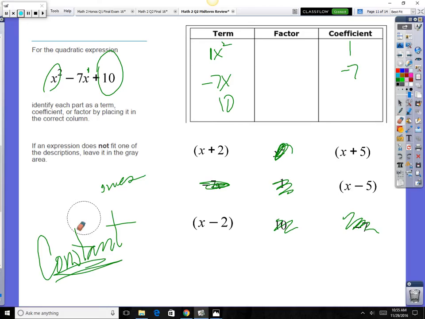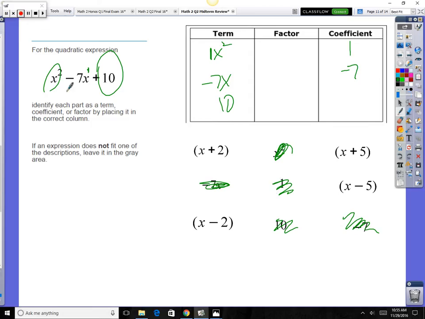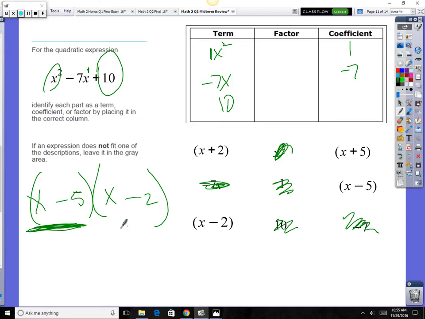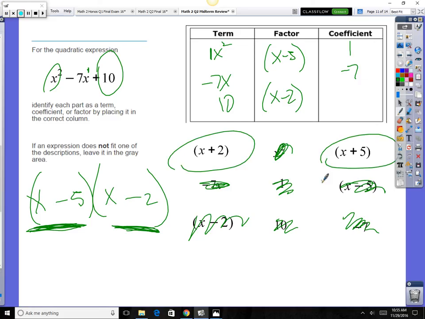Okay, now factors. We can put something in the factor column. This will factor. You can change this to a times problem. If you change this to a times problem, there are numbers that will multiply to give you 10 and add to give you negative 7. So we're going to go x, x. Those numbers are 5 and 2, and it's got to be a minus 5 and a minus 2, because that will multiply to give you a positive 10, but they will add to give you negative 7. So there are two factors. That quantity is a factor, and that quantity is a factor. So x minus 5 is a factor, and x minus 2 is a factor. The only ones we did not use are x plus 2 and x plus 5, and that's okay. They don't go anywhere, so just leave them there.